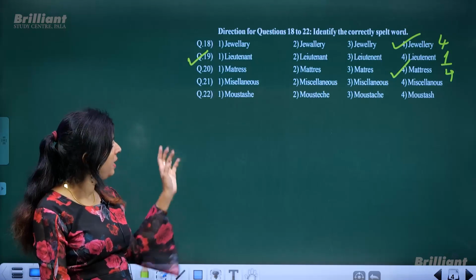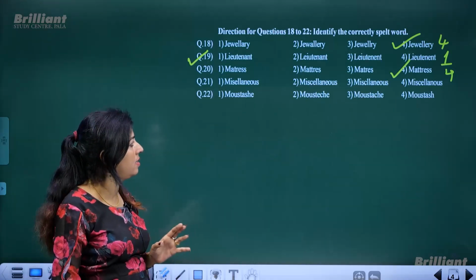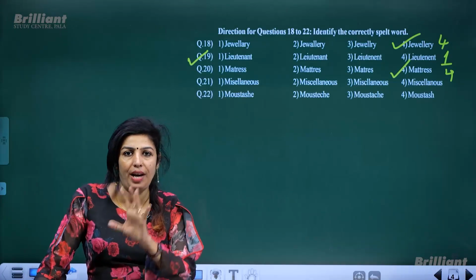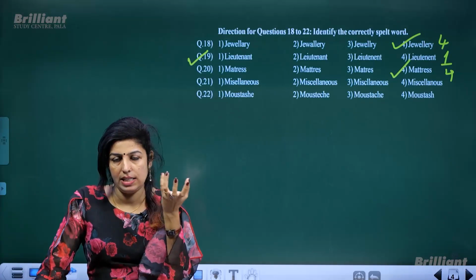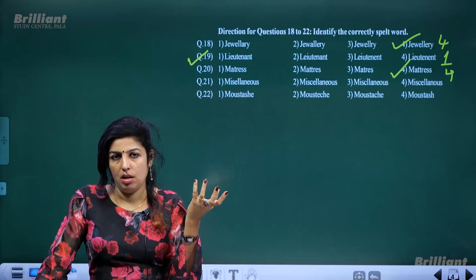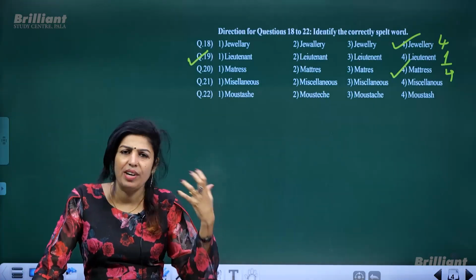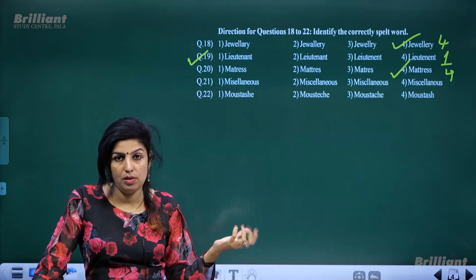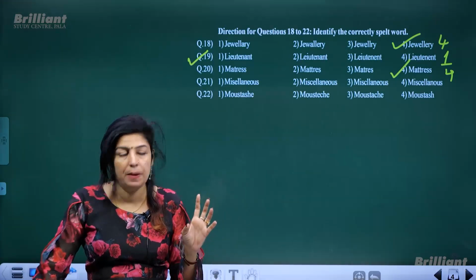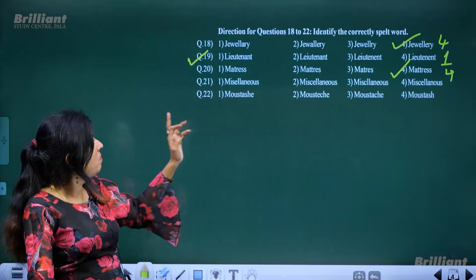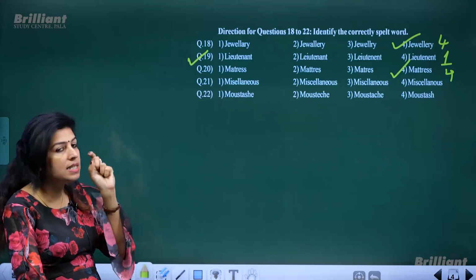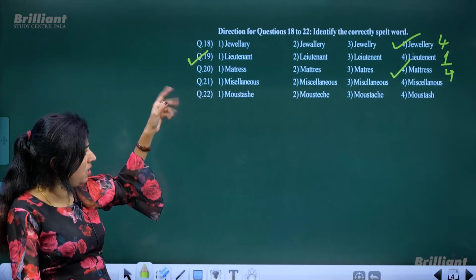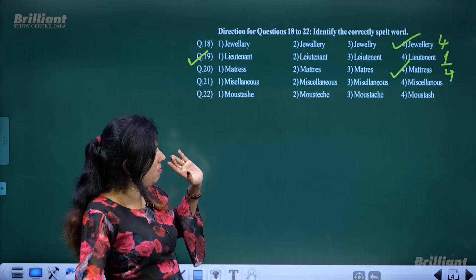Okay. Next is miscellaneous. What is the meaning of miscellaneous? Miscellaneous means various, various items which we take from varieties of items, or various, miscellaneous things, miscellaneous people. Okay, so varieties or various is the meaning. So what is the correct spelling? Miscellaneous should have M-I-S-C. Here no C. This is removed from our option.